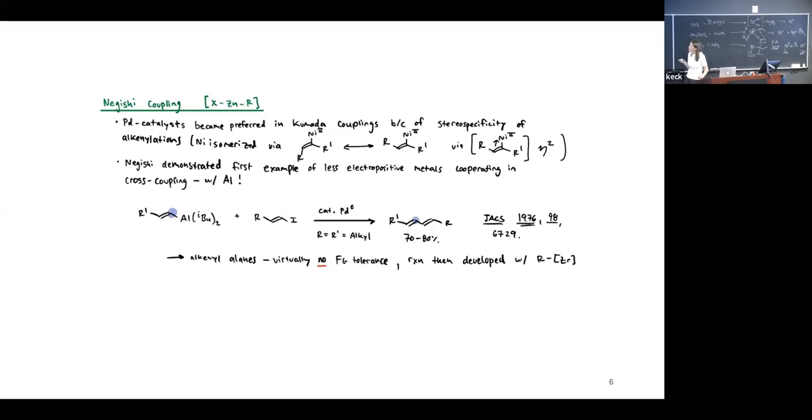So this coupling was published in 1976, where you have this aluminum species, you react that with alkene iodide, palladium, get 70 to 80% yield of your desired product. And quickly, how do we form this reagent? Anyone have a guess? Yeah, you start from the alkyne, treat it with DIBAL, you get to your aluminum reagent.